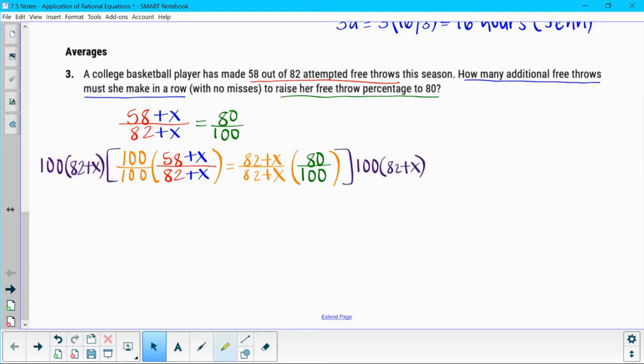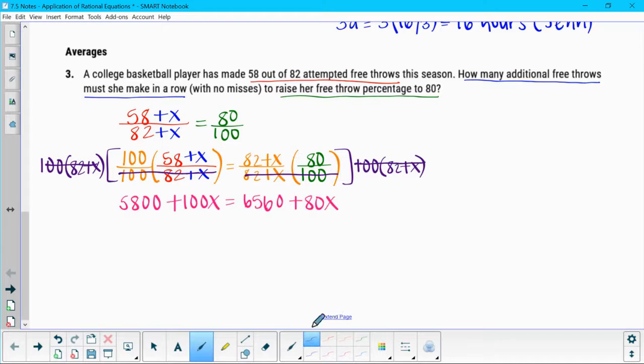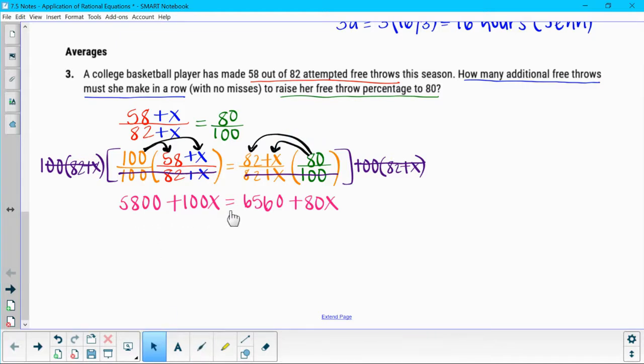Going to work through and clear my denominators by multiplying by the common denominator, leaving me with just my numerators. So that's going to be 5,800 because I am distributing. Do not forget, the 100 goes to the 58 and to the x, and the 80 goes to the 82 and the x, giving me 5,800 plus 100x is equal to 6,560 plus 80x.